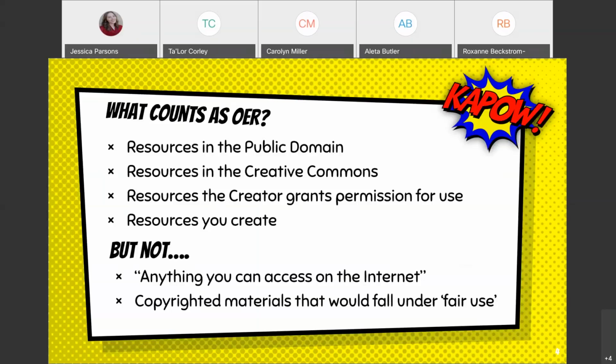Resources the creator grants permission for use, and resources you create. Sometimes you're able to reach out to the content creator and request permission to use their work. A lot of the times these creators don't mind and would love for us to include their work in our non-commercial courses, as long as we acknowledge them, because essentially this gives their work more exposure and gets their name out there. This does not mean anything you can access on the internet or copyrighted materials that would fall under fair use. This is a common misconception. Just because it's on the internet does not make it public domain or free to use.